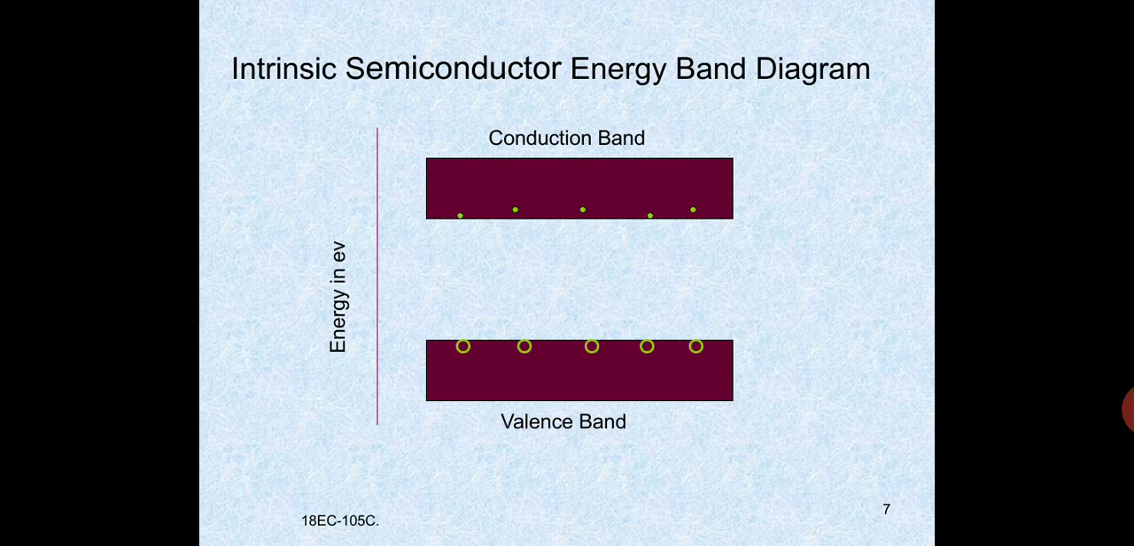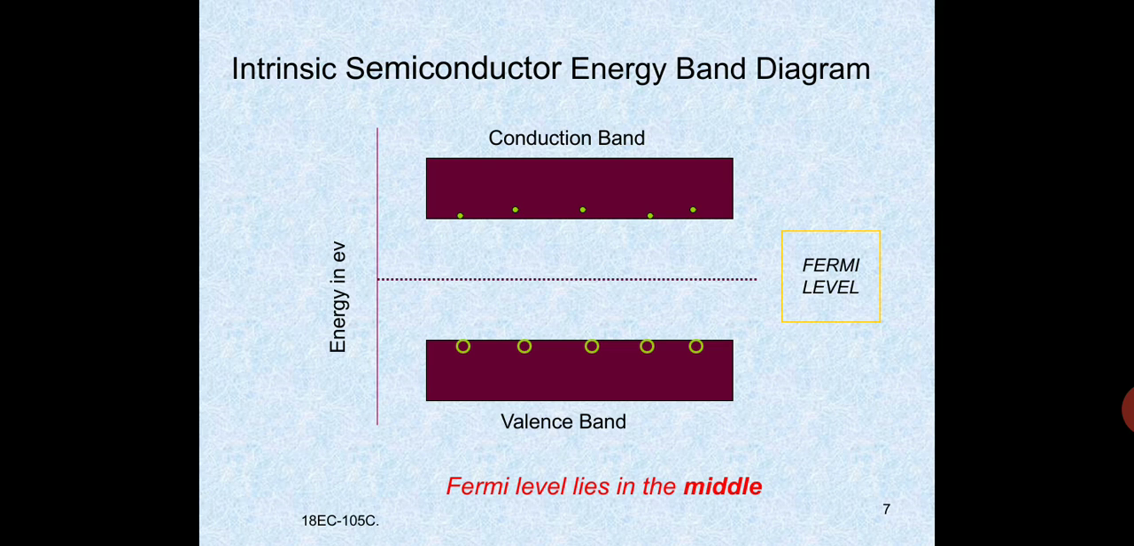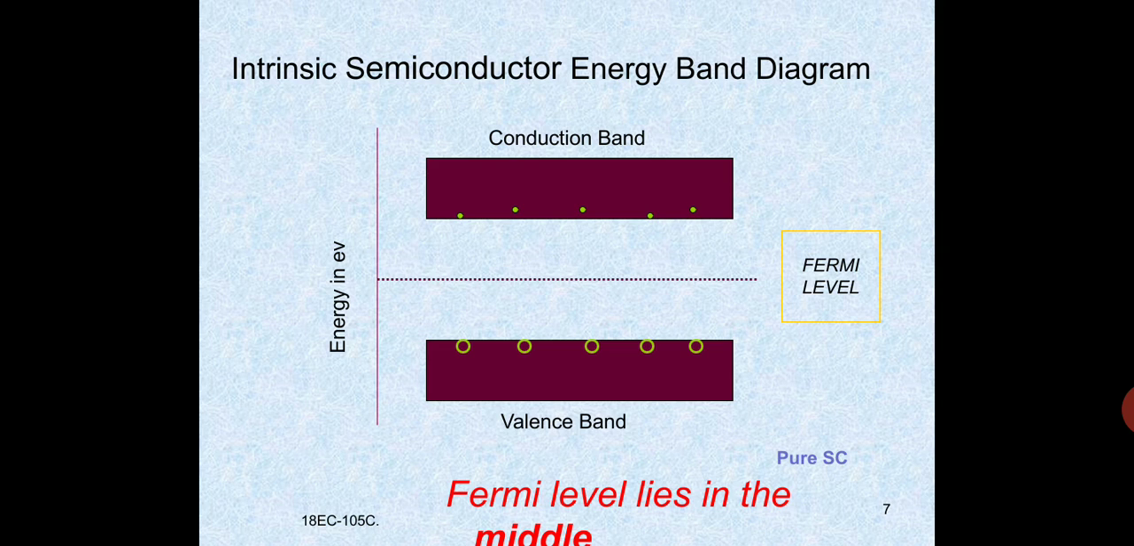We have discussed that in a pure one, the number of electrons is equal to the number of holes, and this Fermi level lies in the middle of both the conduction and the valence band. We should always remember that the Fermi level lies in the middle of the two bands, that is conduction and valence bands, and this is for an intrinsic or pure semiconductor material.